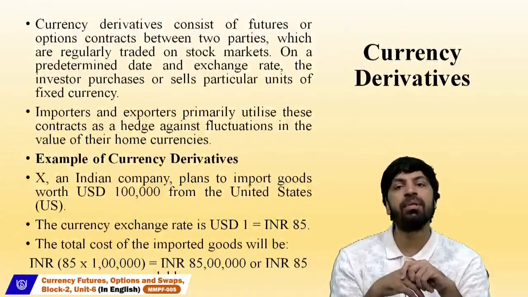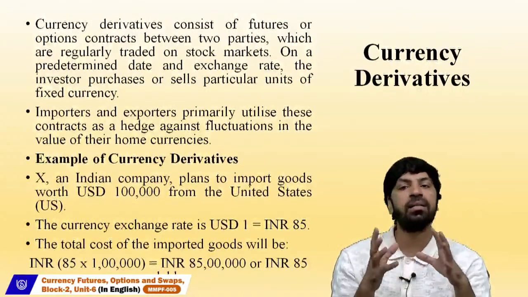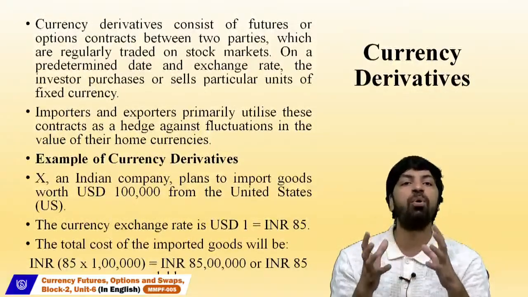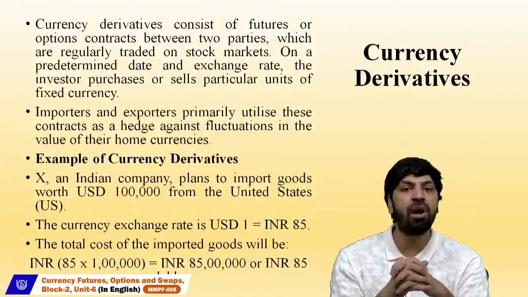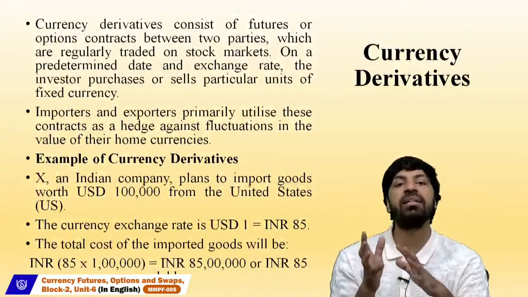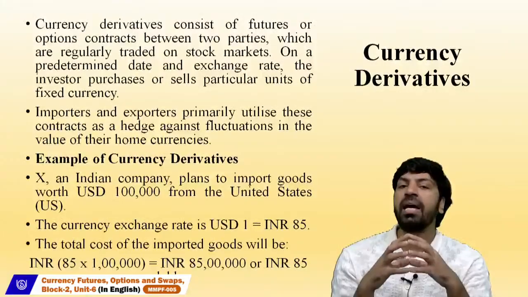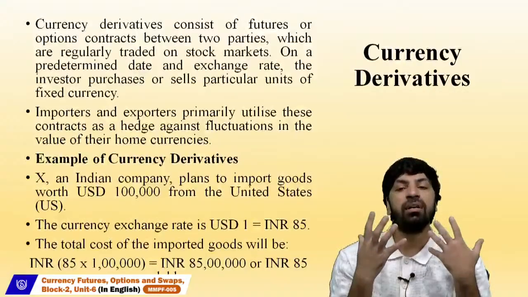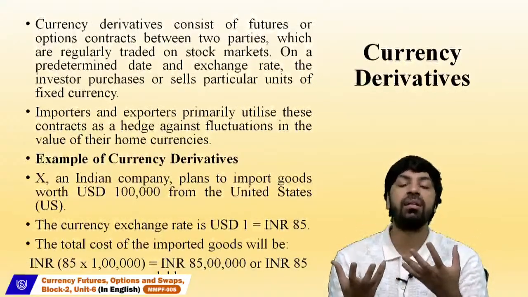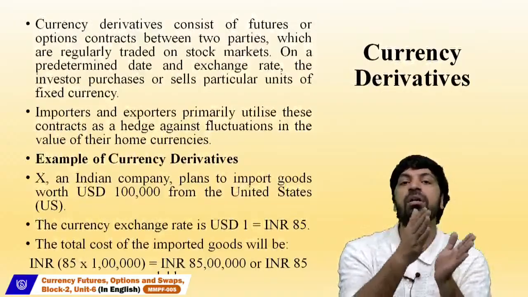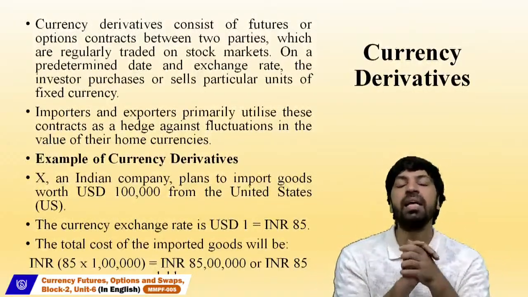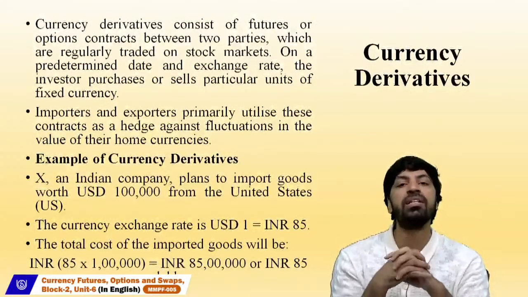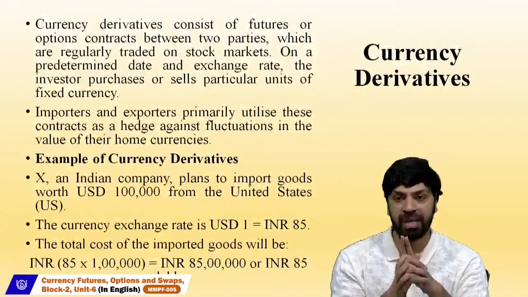Let's take an example to understand this concept, that is currency derivatives. X, an Indian company, plans to import goods worth $1 lakh from the United States. Now the question arises, as we have to exchange the currencies, we have to figure out the rate at which we convert the US dollar to Indian rupees. So the currency exchange rate is 1 US dollar equal to 85 Indian rupees.